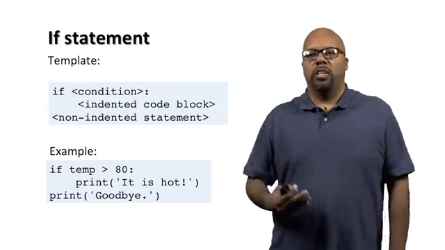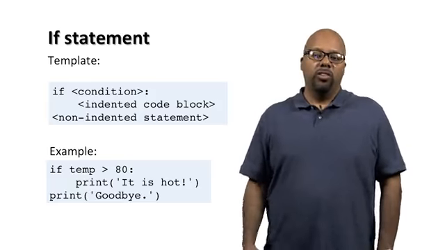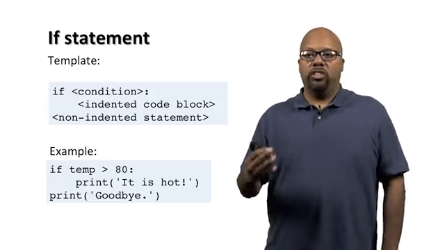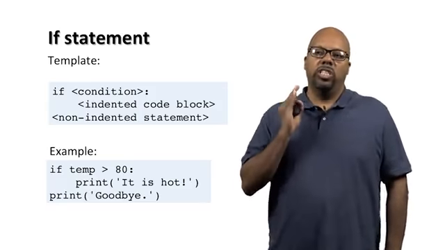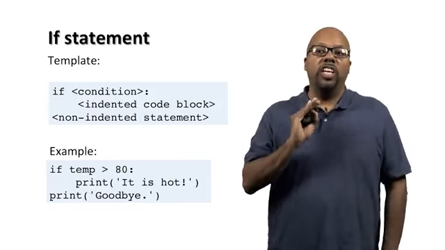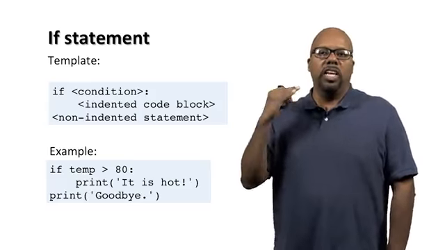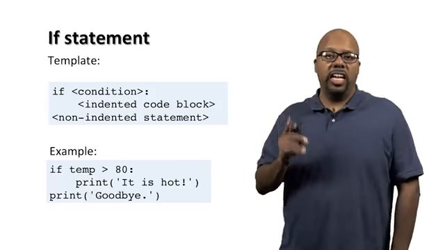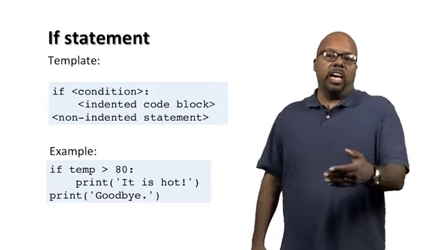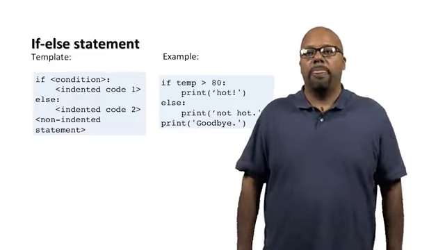For example, if temp is greater than 80, it'll print "it is hot." Then it'll print "goodbye." So even if the temp isn't greater than 80, it'll still print goodbye, because the print goodbye is indented the same as the if, which tells you the if statement is finished. That second print goodbye is not part of the if statement. The indentation, again, is key here. And "it is hot" is printed if it's over 80. So this is an if statement. You've seen this type of thing before.